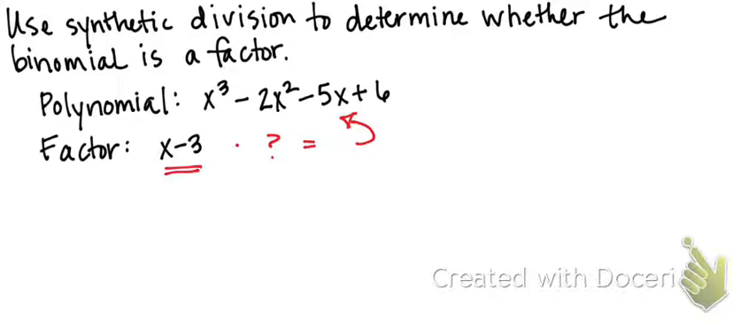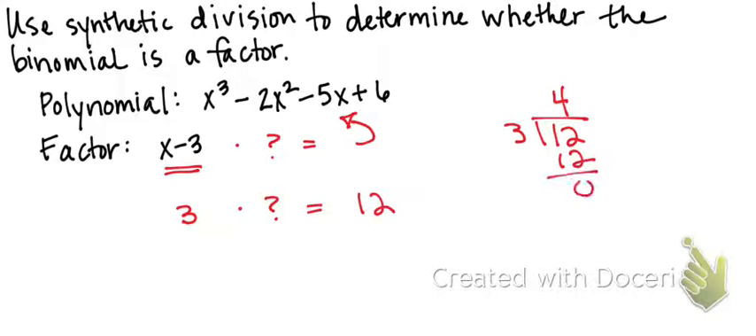So just as if I wanted to say, is 3 a factor of 12? That's saying, can I multiply 3 by some number and get 12? I can determine that by taking 12 and dividing it by 3. And I get 4 with no remainder. So that means, yes, 3 is a factor of 12. I can multiply 3 times 4 and get 12.